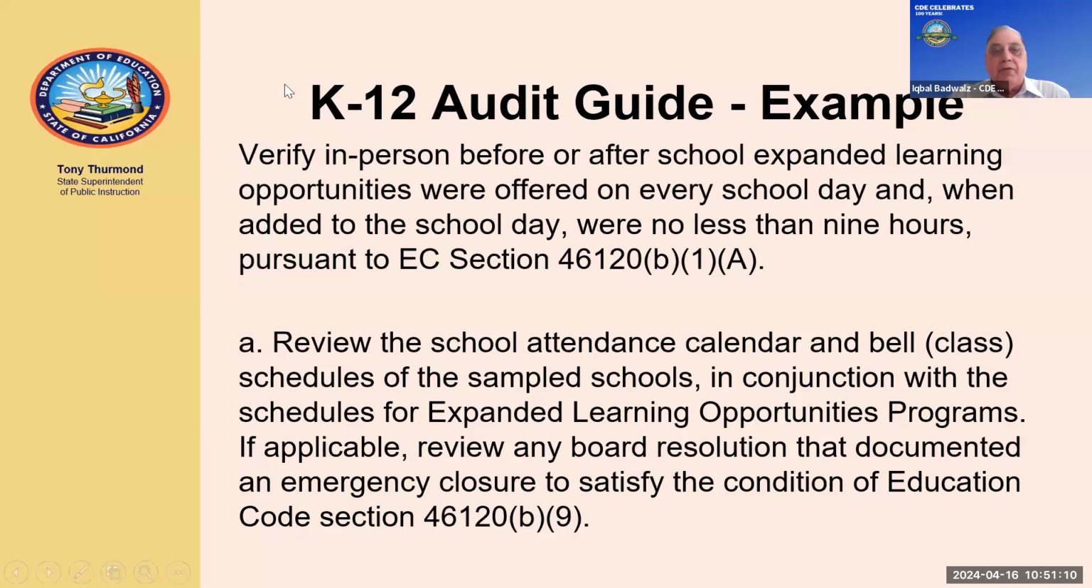Thank you, Josh. We wanted to kind of paraphrase what the K through 12 audit guide is looking for. They're trying to verify in-person before and after school expanded learning opportunities were offered on every school day, and when added to the school day were no less than 9 hours, pursuant to the Education Code cited there. So the auditors would be reviewing the school attendance calendar and bell schedule to make sure that it adds up to 9 hours per day, and review any board resolution that documented an emergency school closure. And then again, a citation is available, 46-120B9. Next, please.